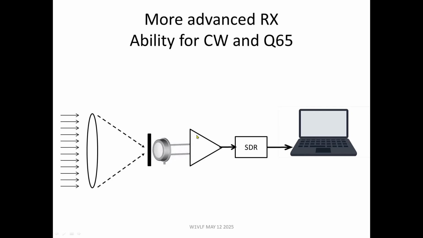Now you can do Q65, you can do FDA, you can do CW, you can do single sideband. I haven't done that yet, but you can do all sorts of things once you get a more complex receiver system like this. This is purely my choice. This is how I like to do it because I got more handles: IF bandwidth, demodulation modes, waterfalls, all that sort of stuff where I can analyze what the system is doing.